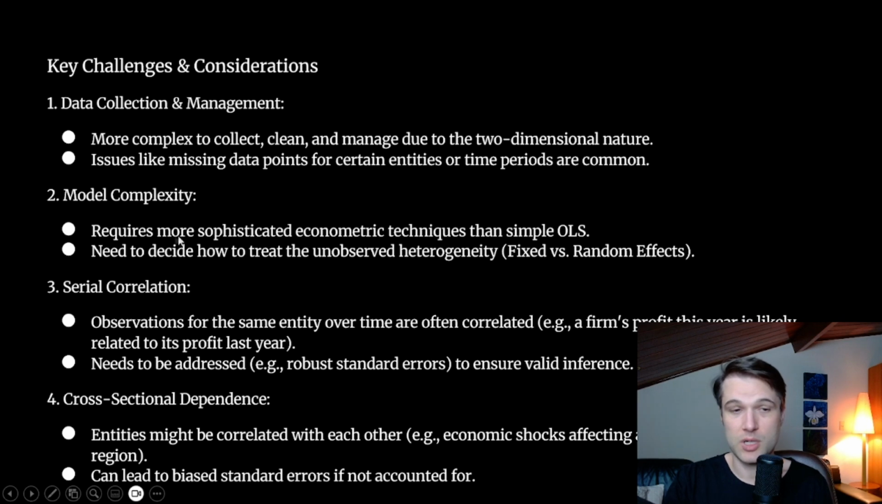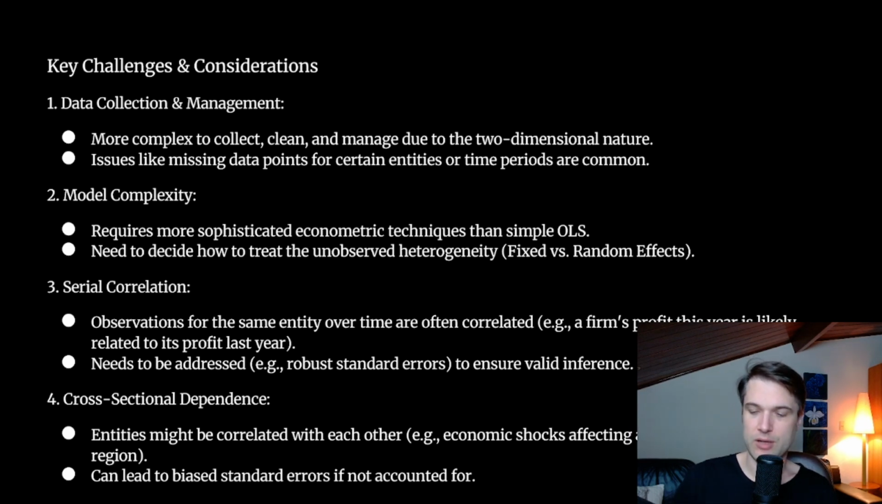The models are more complex. You have to check for serial correlation, which is something that if you don't check, your model can be invalid. And lastly, there's cross-sectional dependence, which means that entities might be correlated with each other, which can lead to biased standard errors if not accounted for.